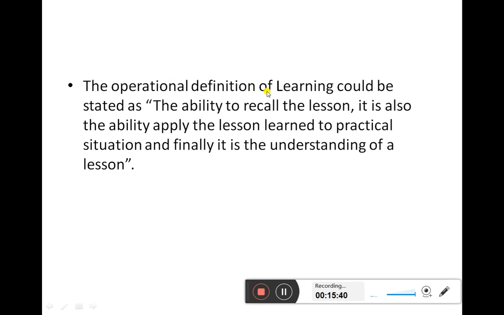The operational definition of learning. I have taken a variable here, and that variable is learning.